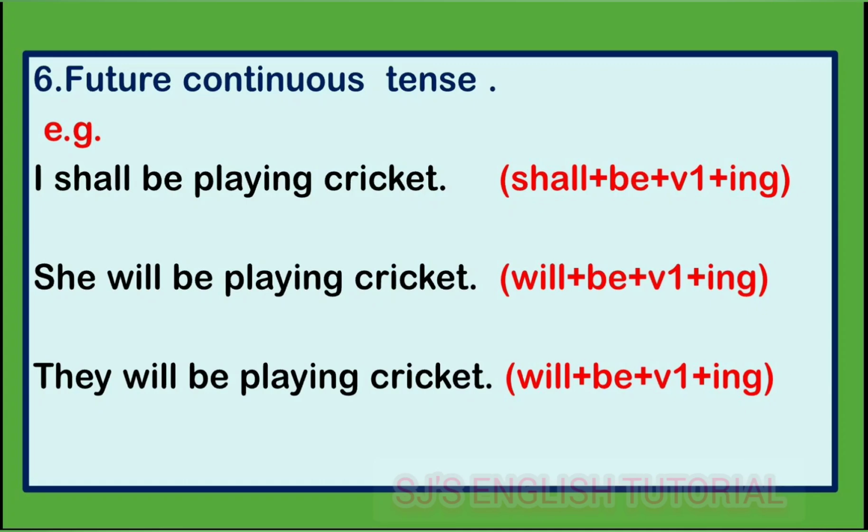Now, future continuous tense. I shall be playing cricket, he will be playing cricket or she will be playing cricket, they will be playing cricket are the examples for future continuous tense. See the pattern of the verb here: shall be plus V1 plus ing, will be plus V1 plus ing we use to express this future continuous tense. We use shall be plus V1 plus ing along with I and we. With all the remaining subjects we have to use will be plus V1 plus ing.